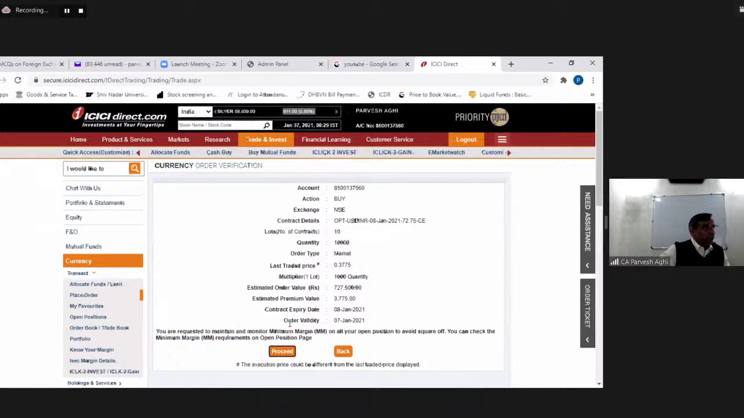So I get this order, where it says action is buy from National Stock Exchange. This is option USD INR 8 January, at the strike price of 72.75. And this is a call option, a European option. The quantity is 10,000, 10 lots. Order type is market, since I'll be placing a market order. And last trading price is 37 paisa, which is the premium I'm going to pay.